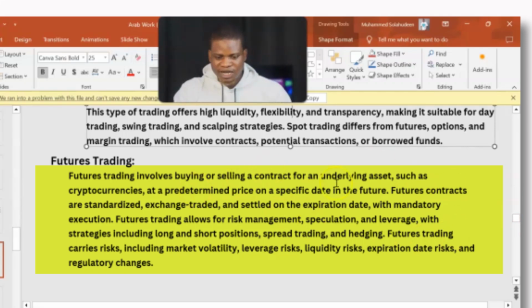So futures trading involves buying or selling a contract for an underlying asset, such as cryptocurrencies, at a predetermined price on a specific date in the future. Futures contracts are standardized, exchange traded and settled on the expiration date with mandatory execution. Futures trading allows for risk management, speculation, and leverage. One of the things that characterize futures trading as separated from spot trading is leverage. In futures, you have leverage, which means money borrowed from your exchange.